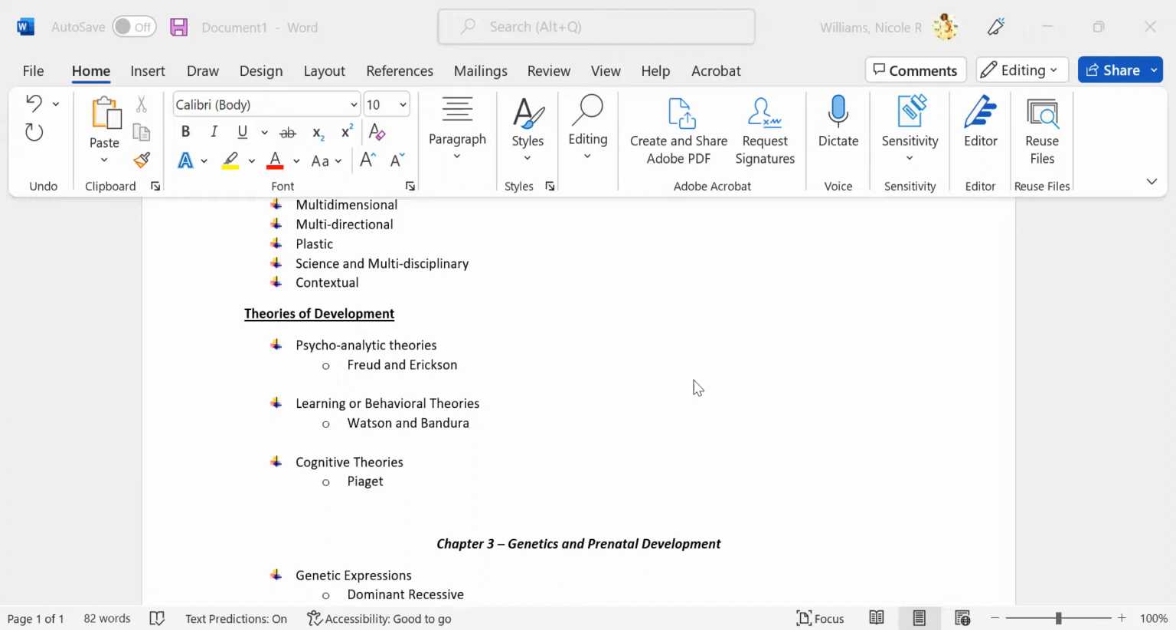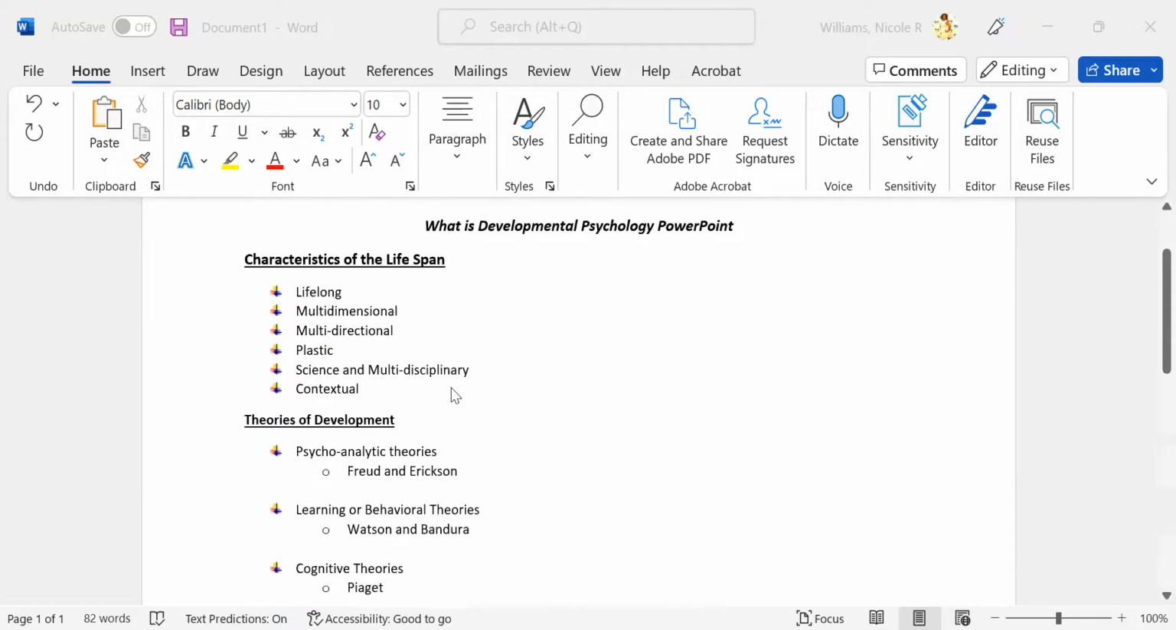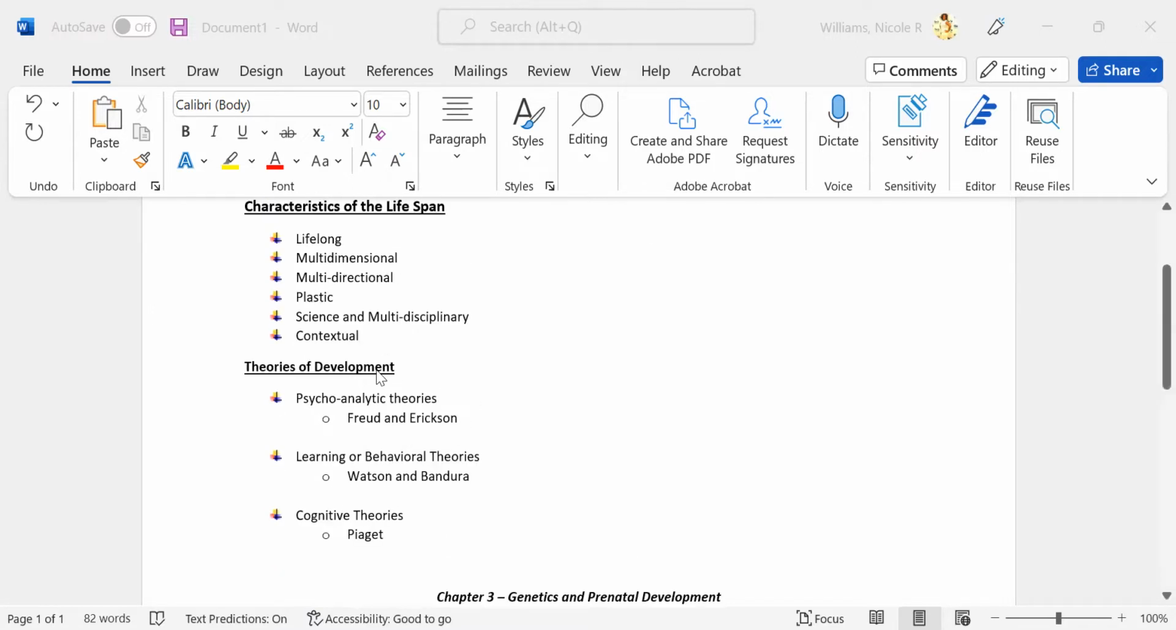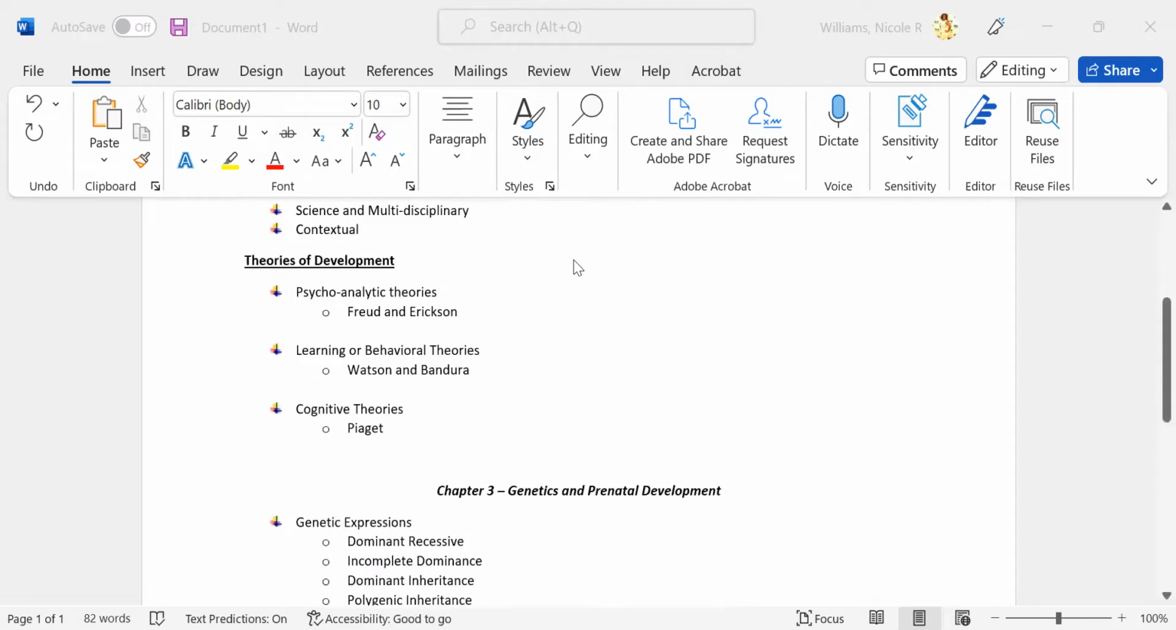Make sense? So this is kind of like not your study guide, but this is how you can organize the information so that you know where to go. So when there's a test question that you're seeing, you're going to go to this and say, oh, they're asking about characteristics of the lifespan. Oh, where is that? It's in the What Is Developmental Psychology PowerPoint. Or, oh, there's a question about theories.